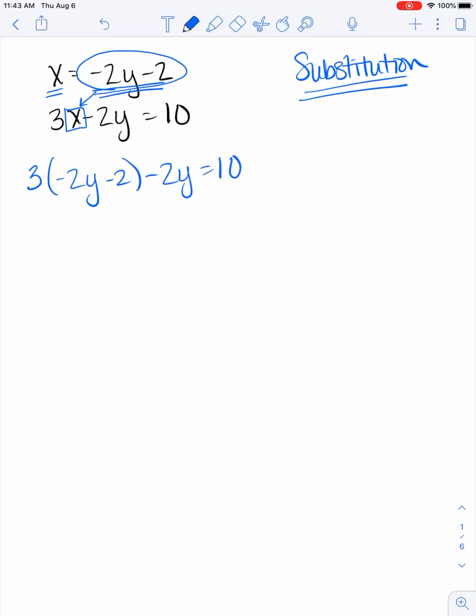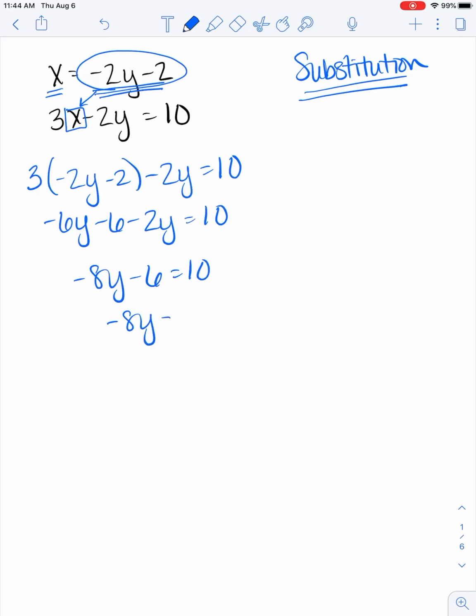minus 2y equals 10, and now this has helped me tremendously because I have an equation that has only y's, which means I can solve for y. So I'm going to distribute, combine my like terms, add the 6, and divide. So I now know that y equals negative 2. So the point where the two lines cross is at something, negative 2.